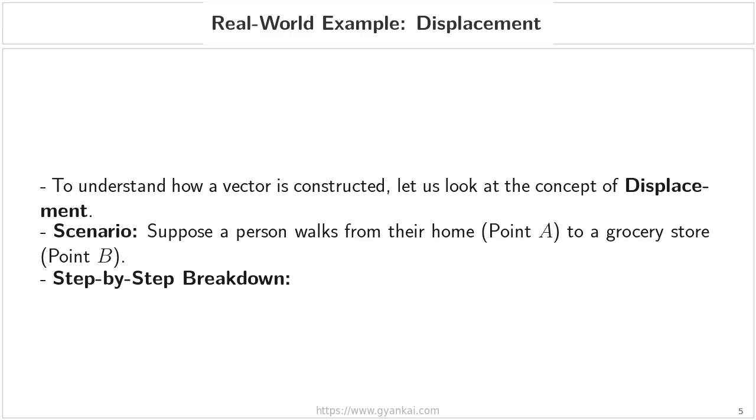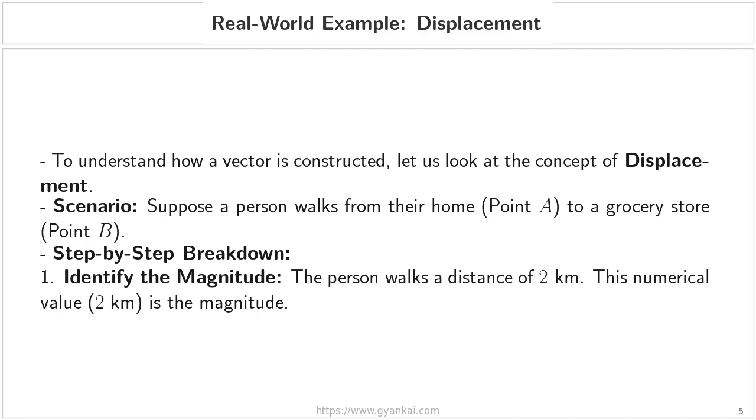To turn this movement into a vector, let's break it down step by step. First, we need to identify the magnitude. In this case, the person walks a distance of 2 kilometers. This numerical value, 2 kilometers, represents our magnitude. It tells us how much distance was covered.